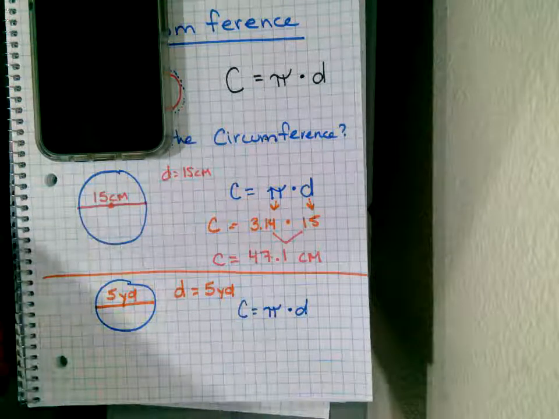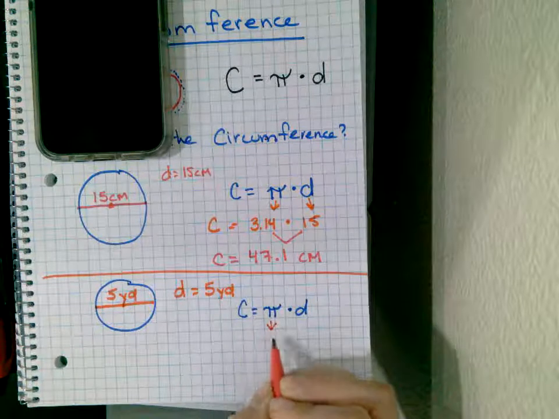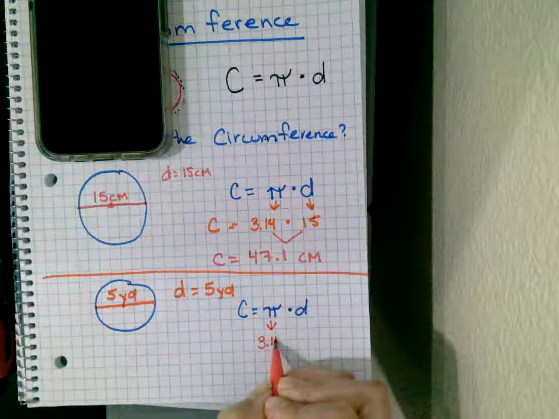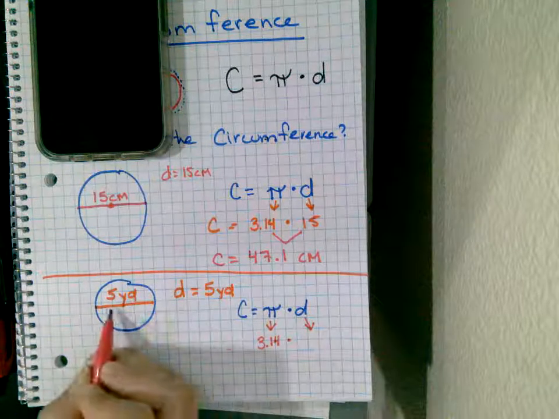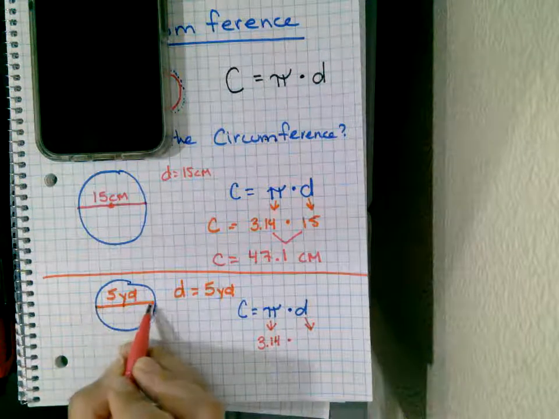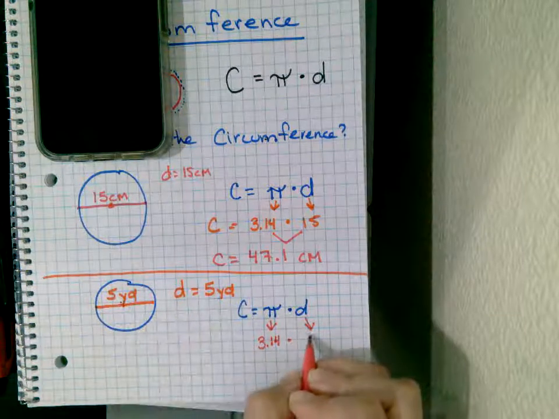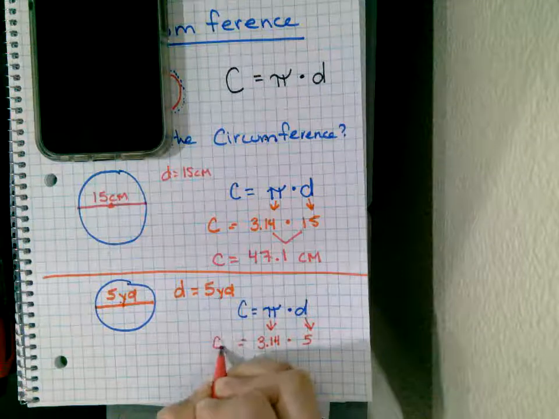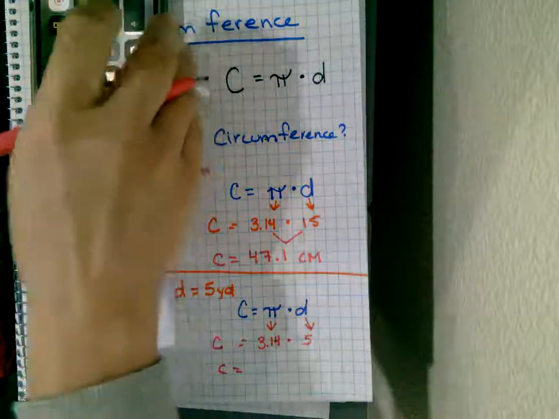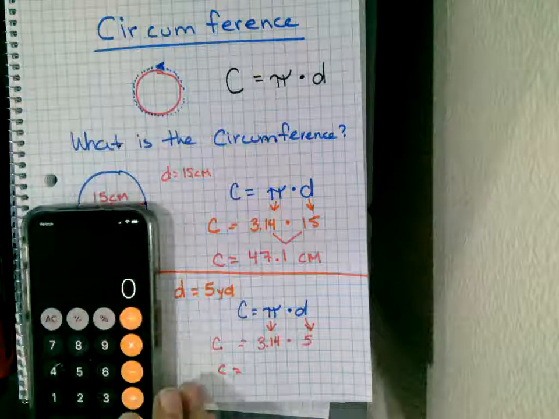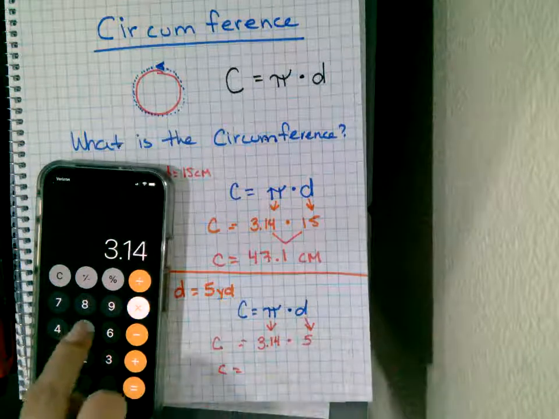Okay, so now it's time to plug in your numbers. Pi will always be 3.14 times your diameter. And you look at your circle and you're like, oh, it goes through the whole circle. So that's my diameter. My diameter is 5. So now I'm going to find out what my circumference is. So you take your calculator again, and you're going to type in 3.14, and you're going to multiply it by 5, your diameter.